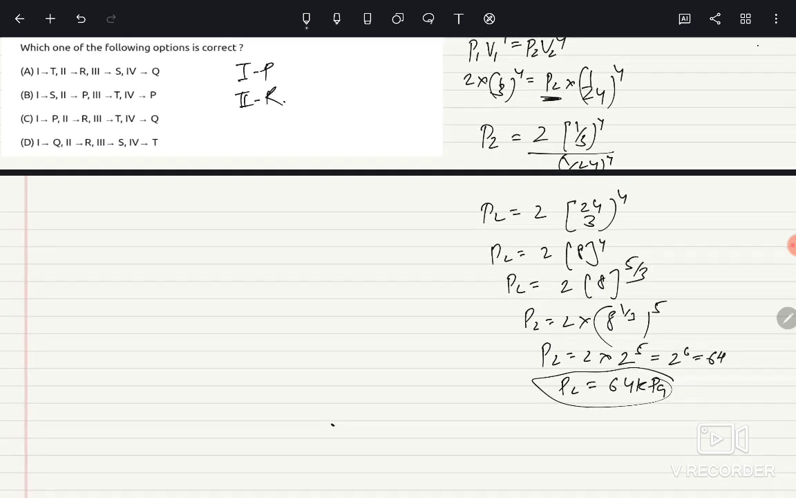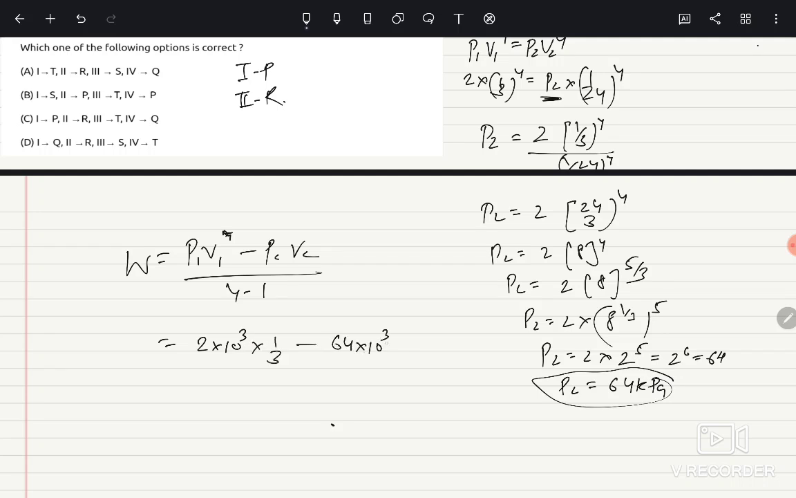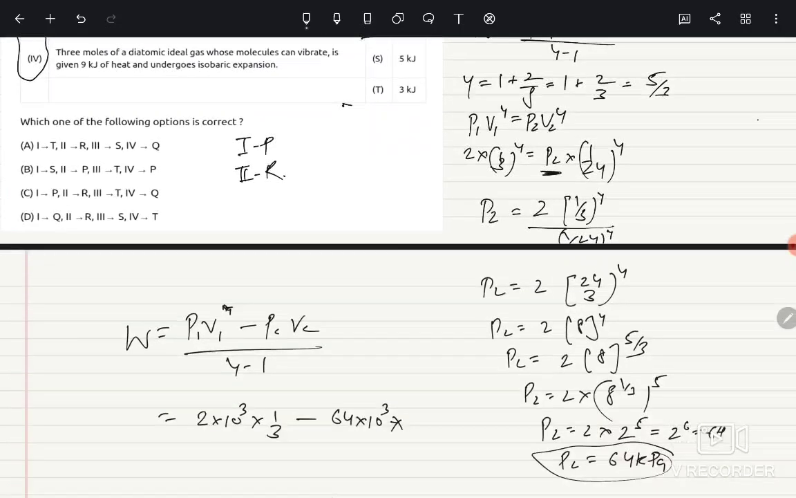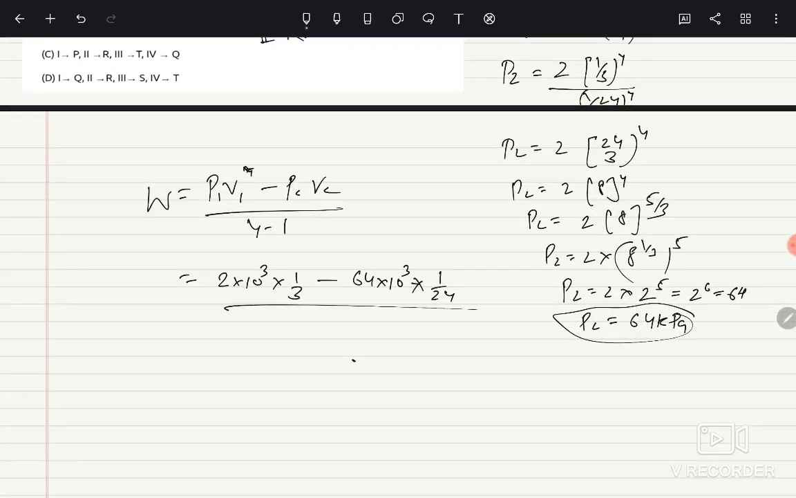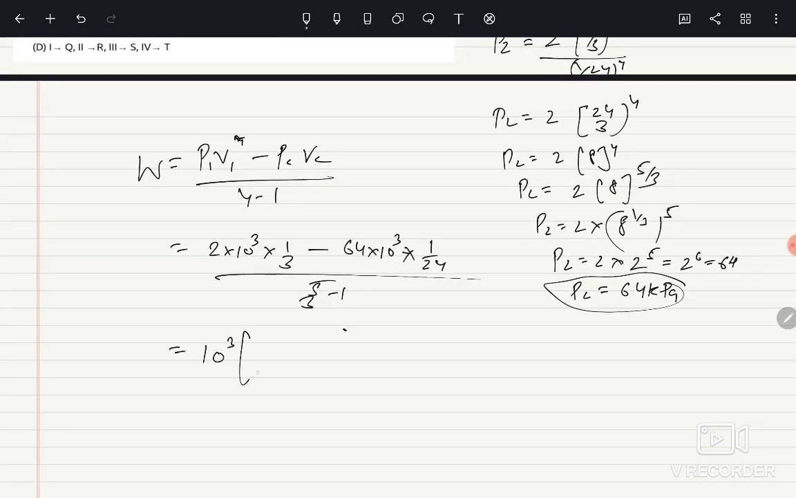Now we calculate the work done. Work done is (P1 V1 minus P2 V2) upon (gamma minus 1). P1 is 2 kilopascal, 2 into 10 to the power 3, V1 is 1 by 3, minus P2 is 64 kilopascal, into V2, which we have as 1 by 24. Gamma minus 1 means 5 by 3 minus 1. So we can take 10 to the power 3 as common: 2 by 3 minus 64 by 24. 5 by 3 minus 1 will give us 2 by 3.